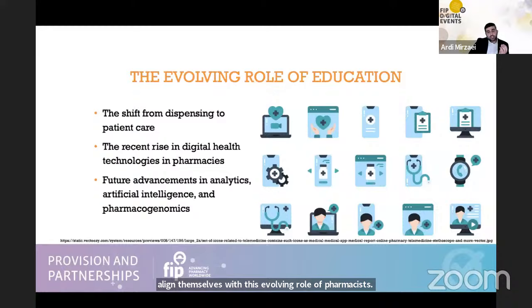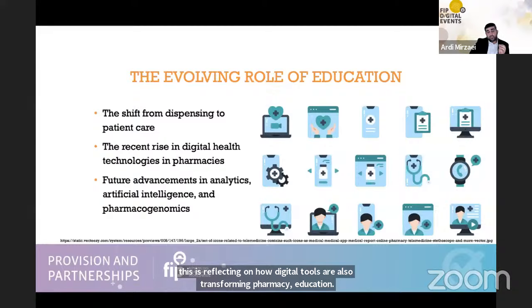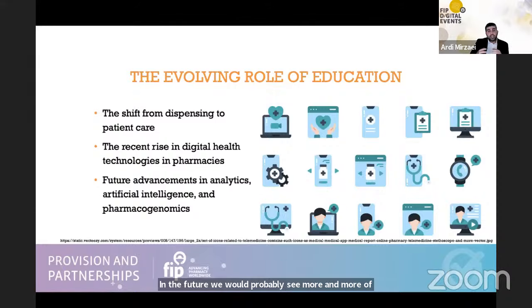A lot of these places have also utilized digital tools to enhance education. I know of some programs introducing virtual reality, using VR simulations in a game-like form for students to practice telehealth consultations. This reflects how digital tools are also transforming pharmacy education. With the advancement of personalized medicine, pharmacists are increasingly required to interpret complex patient data. In the future, we would probably see more and more genetic information coming in and being used to optimize medication therapy. Education in this area is now growing for some pharmacy programs and schools.